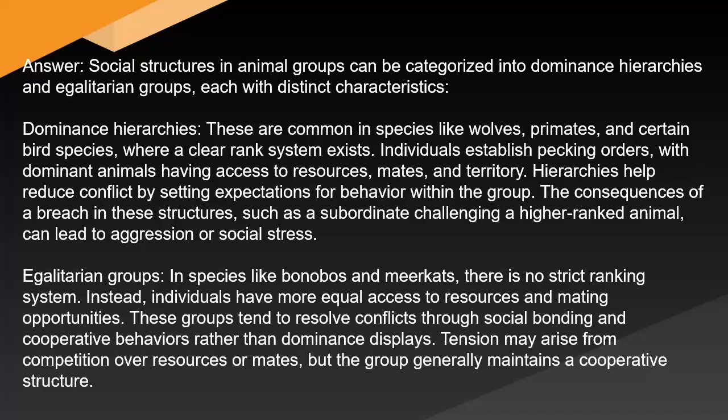Egalitarian groups. In species like bonobos and meerkats, there is no strict ranking system. Instead, individuals have more equal access to resources and mating opportunities. These groups tend to resolve conflicts through social bonding and cooperative behaviors rather than dominance displays. Tension may arise from competition over resources or mates, but the group generally maintains a cooperative structure.